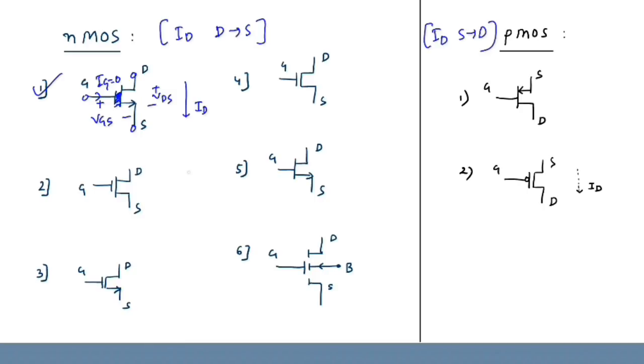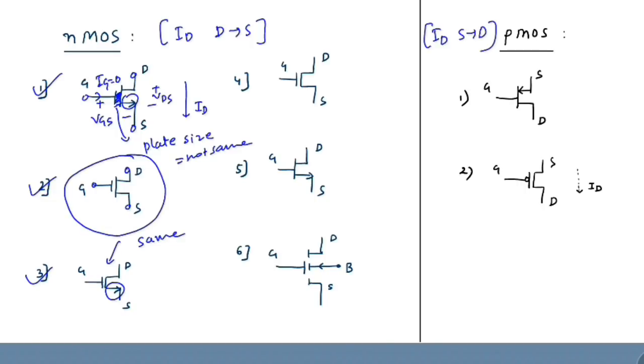This was one of the symbols where the plate sizes are not the same, but we have one more type where the plate sizes are the same. So this is the type 3. Also sometimes in the word problems, they mention this symbol, the three terminals, gate, drain and source, but they do not give you the arrow. The arrow is present here, and the arrow is also present here. This basically means that our current is flowing from drain to source. But sometimes the symbol is like this, where the arrow is not present.